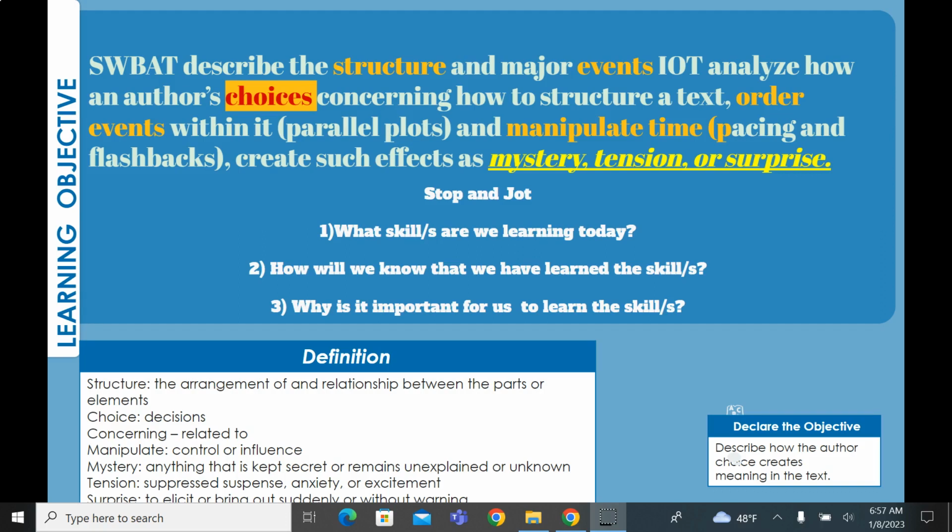When we're talking about manipulate, we're talking about to control or influence. And when we're talking about mystery, we're talking about anything that is kept a secret, something that is unexplained or unknown. Tension, we're talking about that anxiety or that excitement or that strain. It's a feeling that you get when you're reading it. When we're talking about surprise, again, we're talking about something that is happening without warning, all of a sudden. We're talking about things that just create a feeling of anticipation within us. Alrighty.